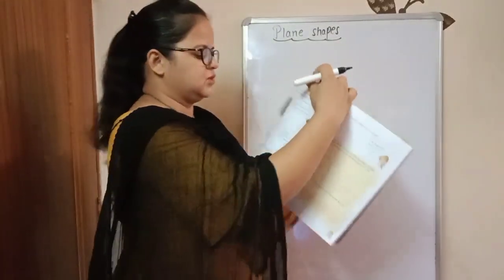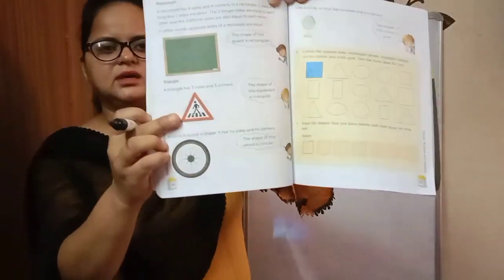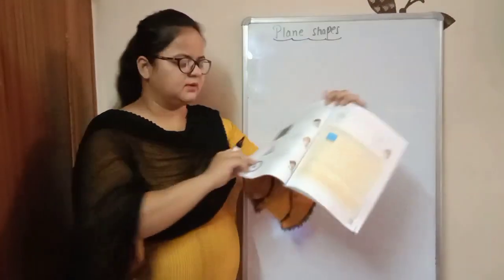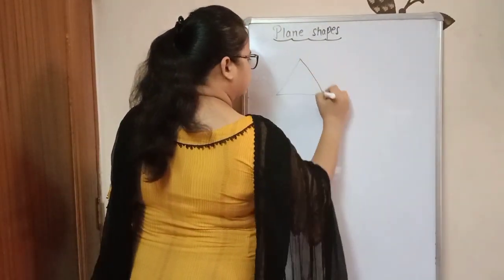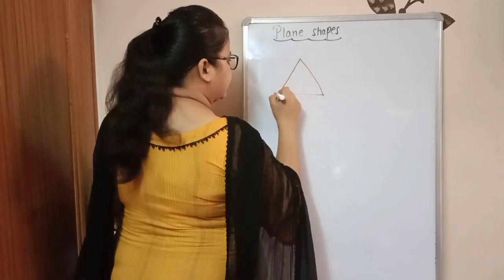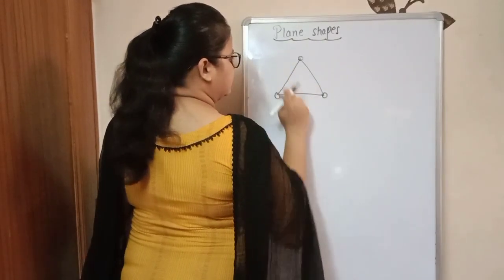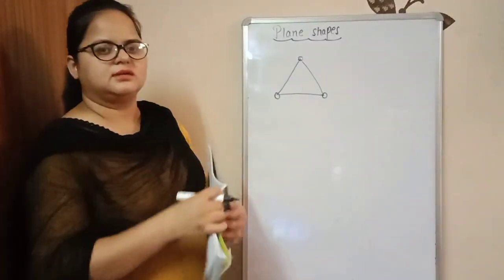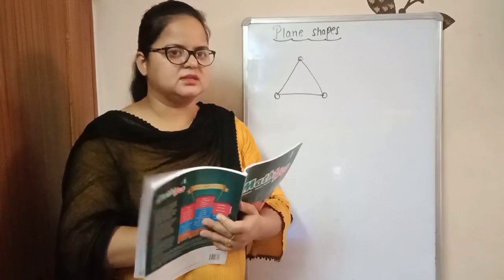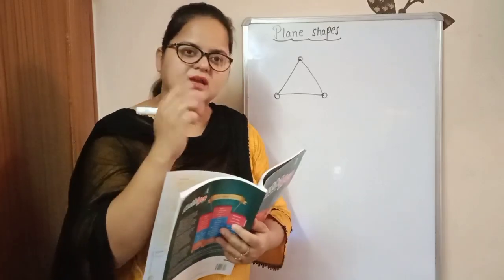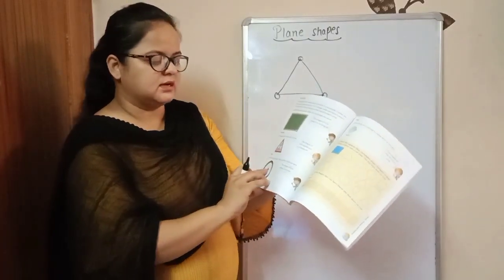See in the next picture, here is a signboard. Signboard है यहाँ पर, देखिए आपने देखा होगा रोड पर सबने. So the signboard is in triangle shape. Yes, this is a triangle and a triangle has 3 corners and 3 sides. Triangle की कितनी sides होती हैं? 3. And how many corners does a triangle have? Again 3. Very good.